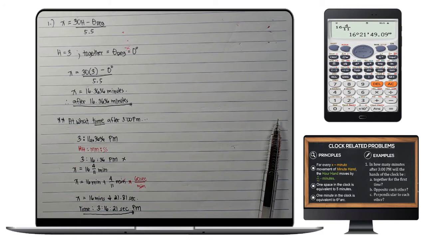Okay? So, yung 16 and 4 over 11, that is simply 16. So, yan ay 16 minutes. Actually, this is read as 16 degrees, 21 minutes, and 49.09 millisecond. Pero, since itong inilagay natin is converted na into minutes, so ito ay 16 minutes and 21 seconds. So, you may use that technique sa ating calculator. Pwede yun. Pindutin lang natin ito. Yan. Okay? So, pag pinahanap yung specific time.